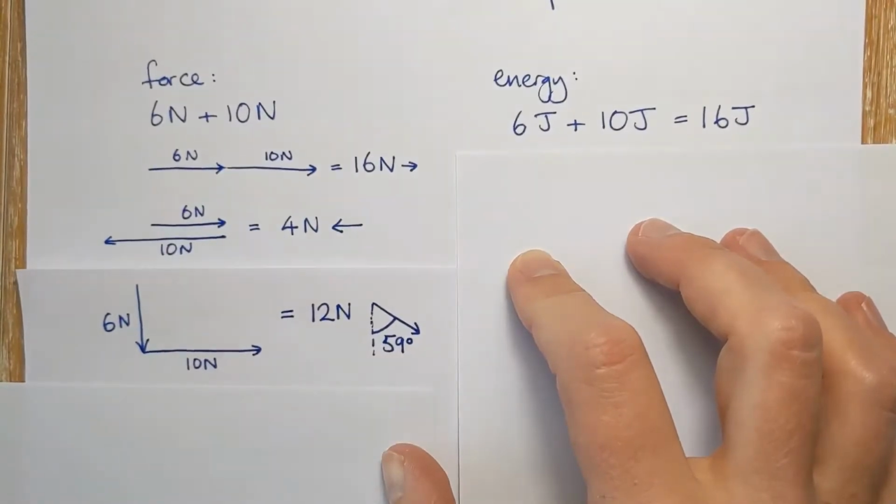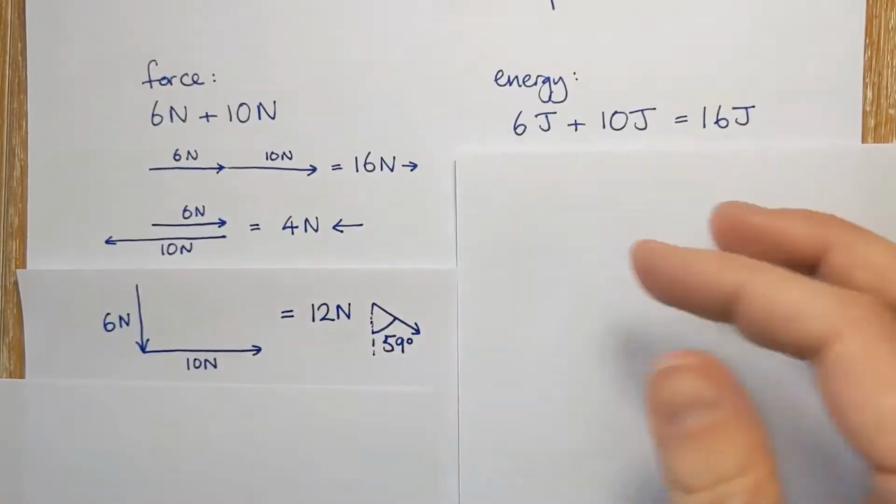So the difference is, why do we care? Why do we care if something's a vector or a scalar? It's this: if you add up scalars, you are going to get the same answer every time. But with vectors, depending on which direction they're in, it's going to affect the answer when you add them together.